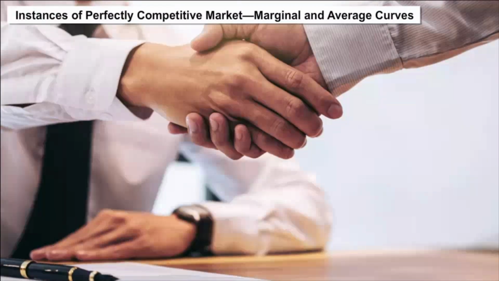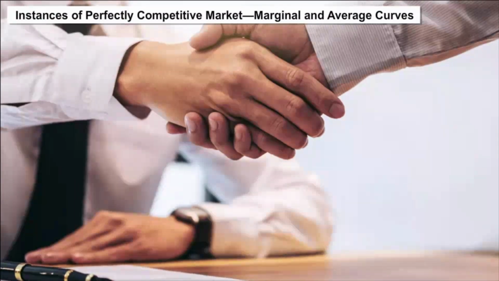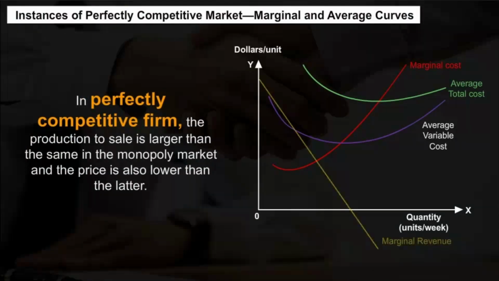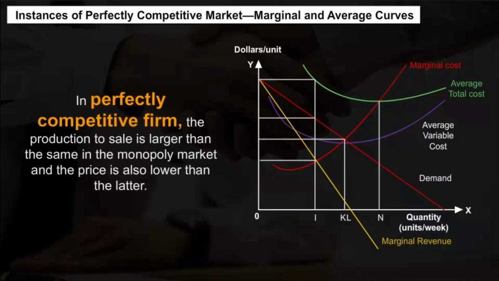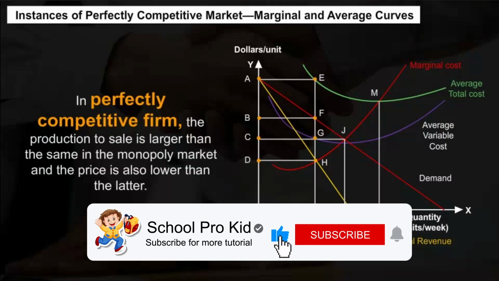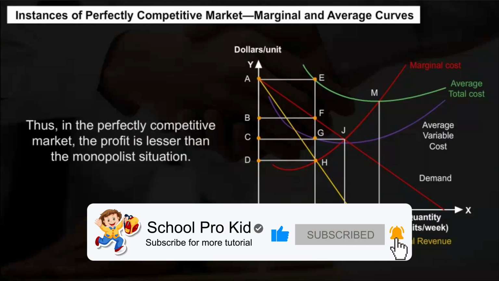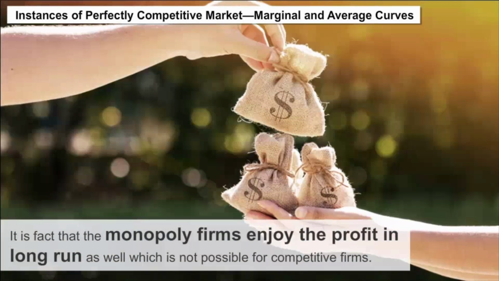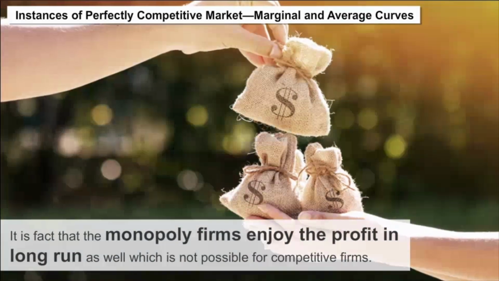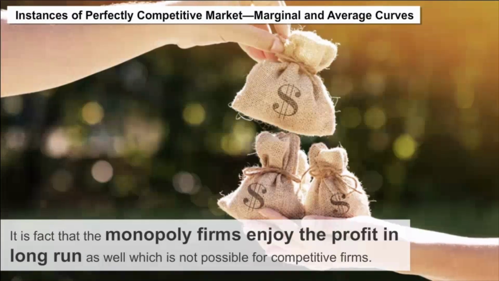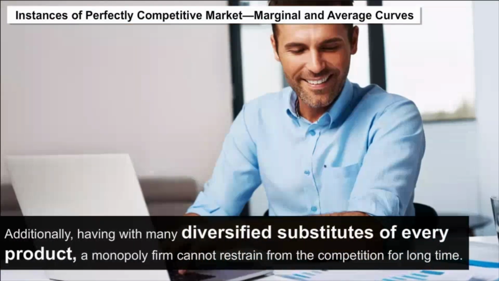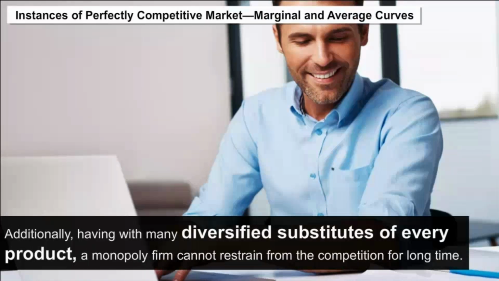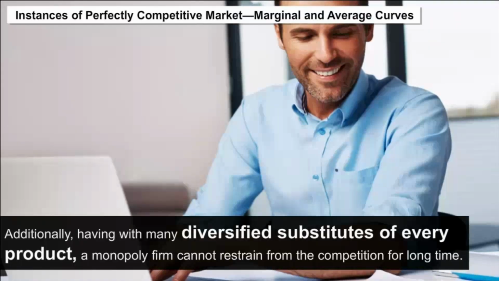Instances of perfectly competitive market, marginal and average curves. In a perfectly competitive firm, the production to sale is larger than in the monopoly market, and the price is also lower than the latter. Thus, in the perfectly competitive market, the profit is lesser than in the monopolist situation. It is a fact that monopoly firms enjoy profit in the long run as well, which is not possible for competitive firms. Additionally, with many diversified substitutes of every product, a monopoly firm cannot restrain itself from competition for long.